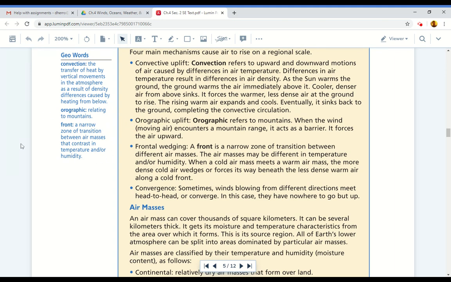Orographic uplift. Orographic refers to mountains. When the wind encounters a mountain range, it acts as a barrier. It forces the air upward.